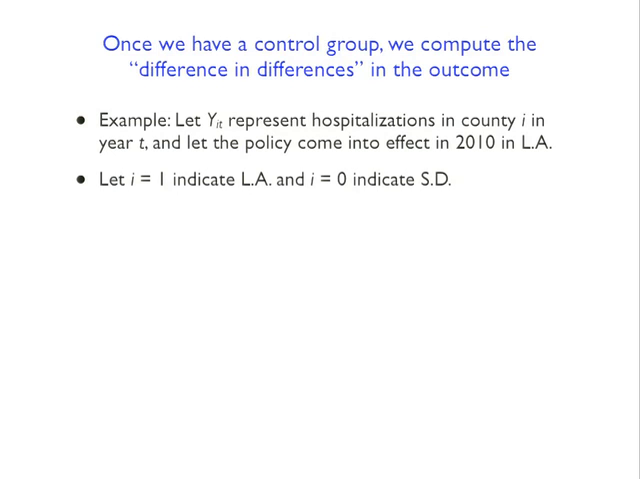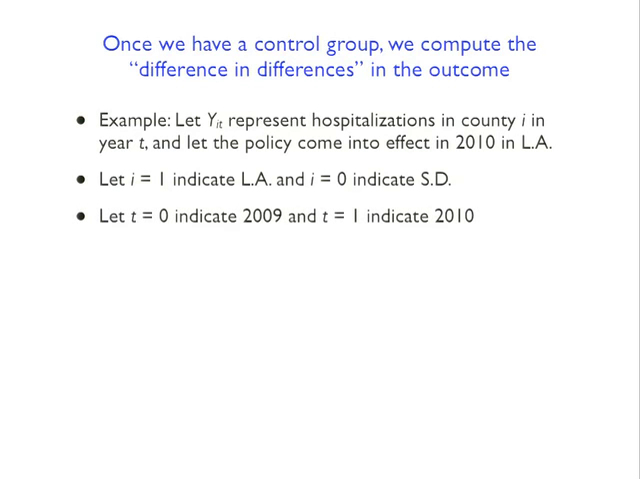We have Los Angeles and we have San Diego. So if i is equal to 1, that's going to indicate that we're talking about an outcome or a variable that corresponds to its value in Los Angeles. And if i equals 0, then it's going to correspond to the value in San Diego. And then t is going to represent time here. So let t equals 0 indicate that we're looking at a value in 2009, and t equals 1 indicate that we're looking at a value in 2010.